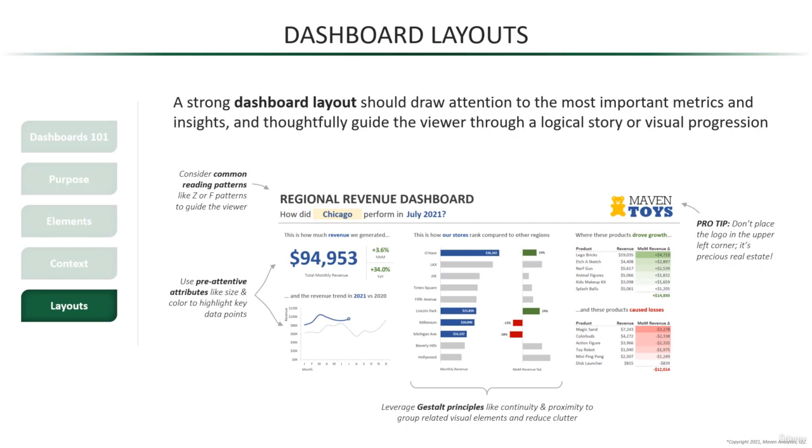You can also leverage Gestalt principles of visual perception like continuity and proximity to group related visual elements and reduce clutter. You'll notice that the white space between the visuals here is creating a sense that you're looking at 3 columns of data, while the continuity between the bars in the bar chart in the middle here lets you know that they represent the same series even though the second bar chart isn't labeled.